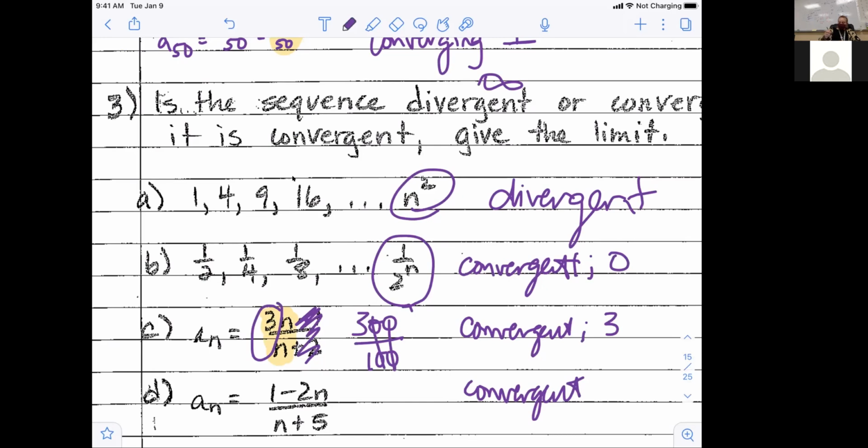Same idea for the one underneath it. It's converging because it's a fraction. And this time my numbers are negative 2n over n. What number am I converging to? More?